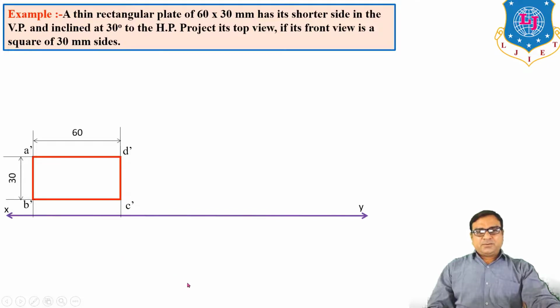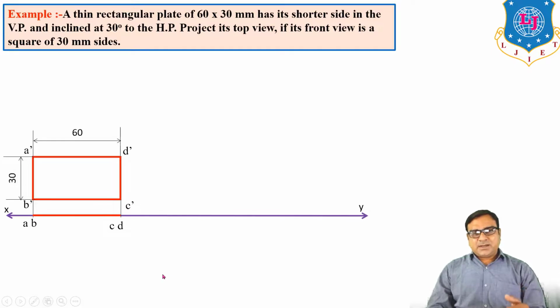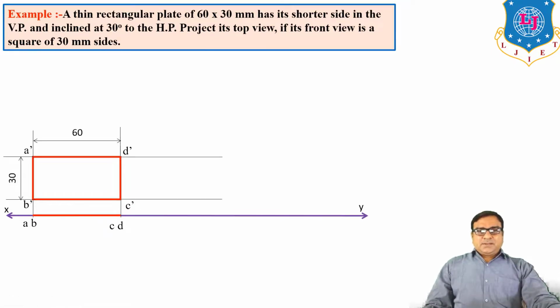Now the top view, the projection on the horizontal plane, ABCD. Now the top view is a straight line on the XY line because our plane is exactly on the vertical plane. Now second stage. Here our front view, our shorter side must be in VP and inclined 30 degrees to HP.